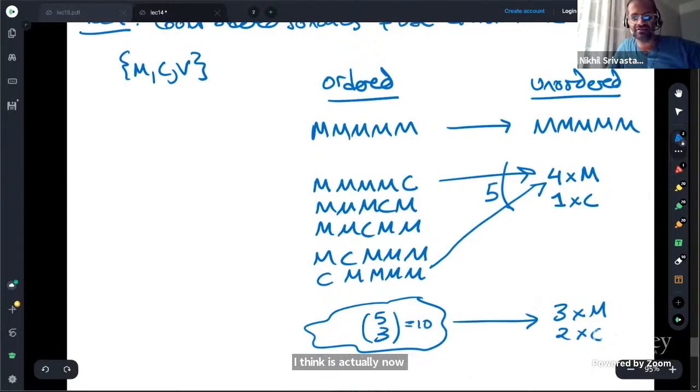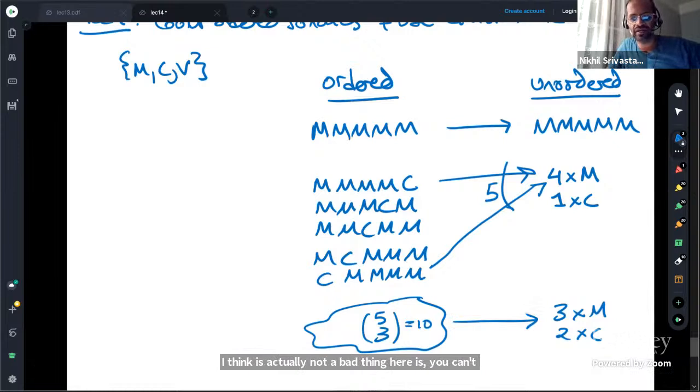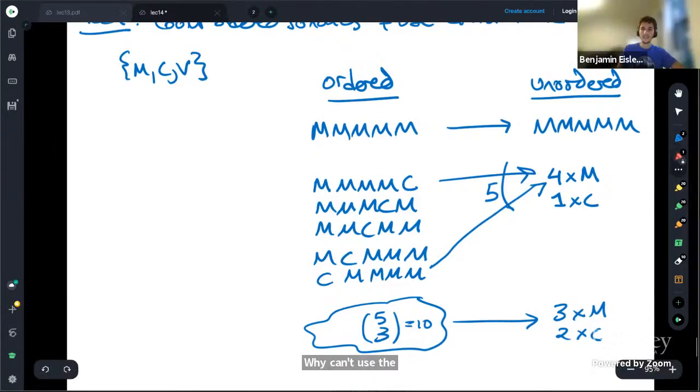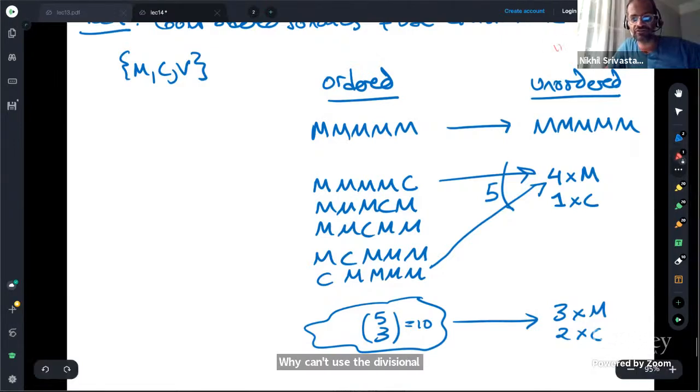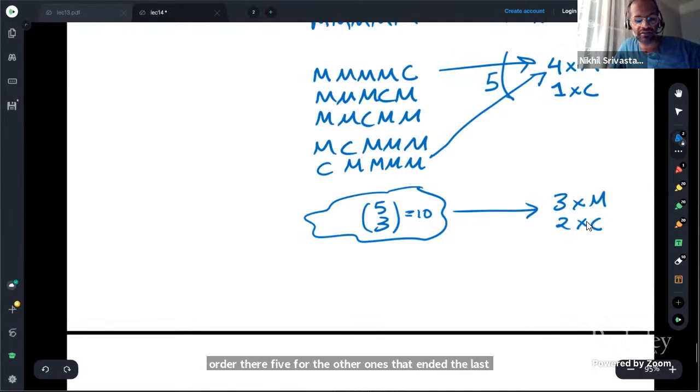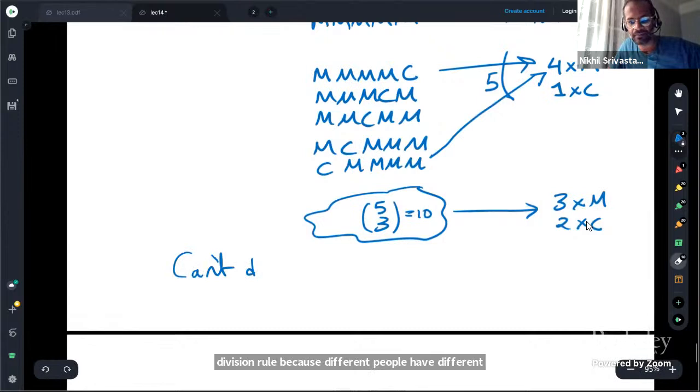Now, the bad thing here is you can't use the division rule. Why can't you use the division rule? Because you don't have any consistency. Yeah, if you think of these as being the sheep and these as being the legs, then different sheep have different number of legs, right? There's 1 ordered corresponding to this unordered. There are 5 for the other one. There are 10 in the last one. And it gets kind of wild. So you can't use the division rule because different sheep have different number of legs.